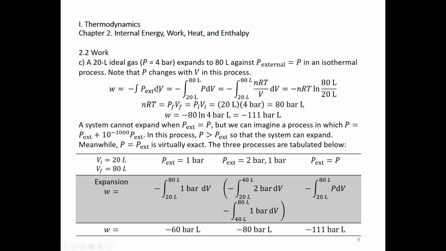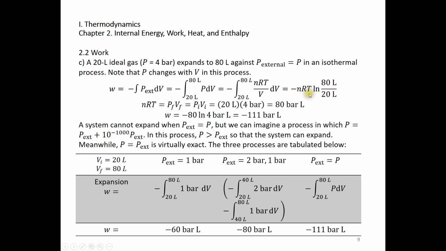Negative integral P external dV. Given this condition, P external is equal to P, we can replace this P external with P. So we're going to just integrate this, and remember, it's an isothermal process. When we integrate this, we can express pressure as a function of volume easily. Its pressure is just nRT over V, and T is a constant. So that's why we take this nRT out of the integral. We just need to integrate 1 over V dV. That's the logarithm of V. So in the end, we get an interesting formula that involves the logarithm. It's negative nRT times the logarithm of final volume over initial volume.